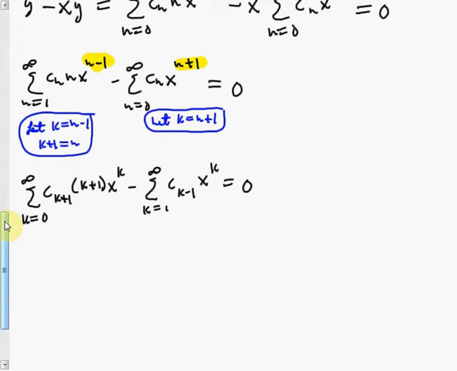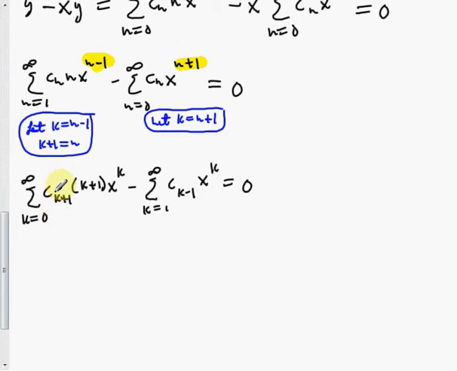Now, I want to be able to write both summations as one summation, but I can't do that. Two things have to happen. x to the n, or the k, have to be the same term. Well, we do have that. We have x to the k here, x to the k there. But secondly, the summations must start at the same position. This one goes from k equals 0 to infinity. The second one starts at k equals 1 to infinity.